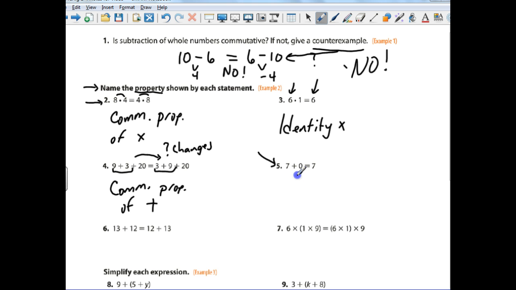And looking at number 5, you see what that is? Look at the answer, it's the same thing that we started with. So you remember what that is? It's the same as number 3. It's an identity of addition. Number 6, do you see what happened there? It's the commutative property because the 13 plus 12 became 12 plus 13. So that's the commutative property of addition.